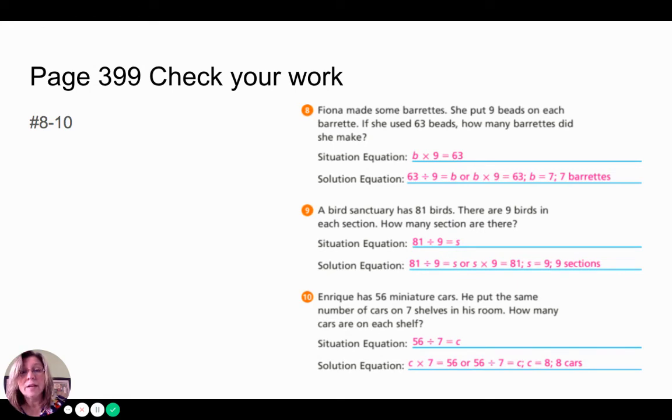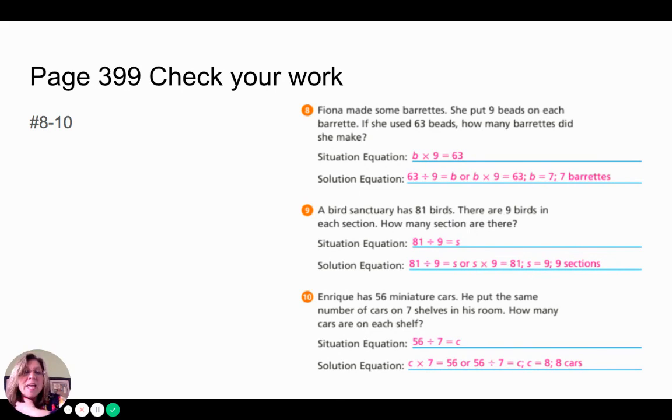For number 9, the bird sanctuary has 81 birds. There are 9 birds in each section. How many sections are there? So the situation is 81 birds. We're going to divide them into groups of 9 birds in a section, and that equals S for how many sections there are. That's the situation. Solution is the same. 81 divided by 9 equals S, or we can do S times 9 equals 81, and we'll get 9 because 81 divided by 9 is 9.